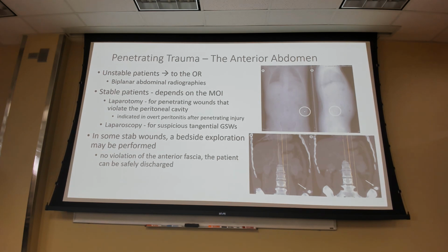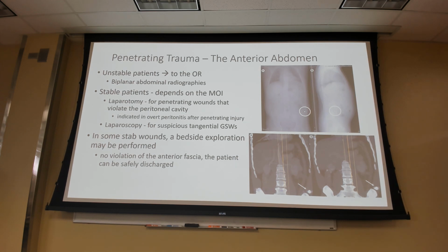We'll talk about in the abdominal trauma lecture on the stab wounds and bedside exploration on those patients. Sometimes we have to dissect down to the anterior fascia and verify that the knife has not violated it, and then sometimes we can avoid taking it to the operating room. But that patient has to demonstrate stability for that to happen.